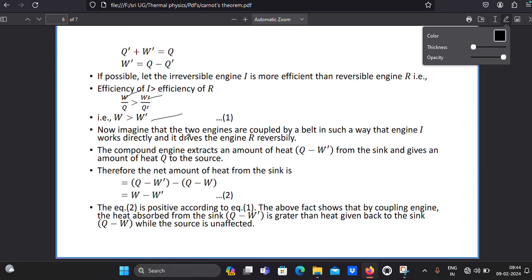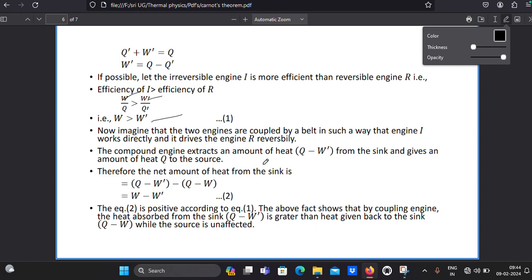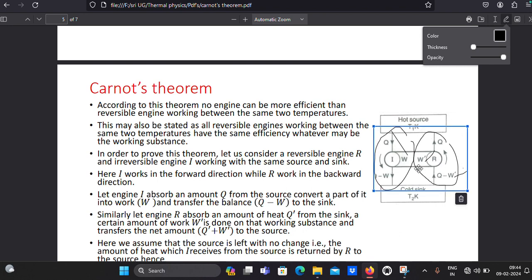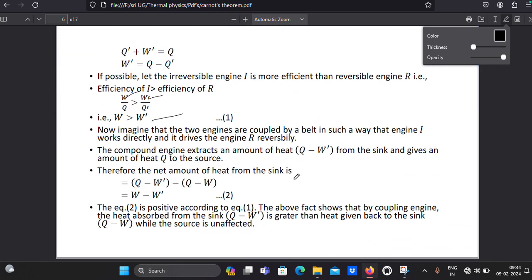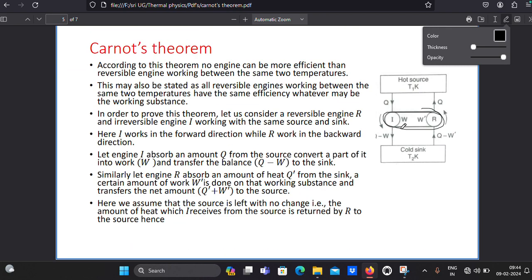Now imagine that two engines are coupled by a belt in such a way that heat engine I works directly and it drives the engine reversibly. Suppose these two are connected by a belt like this. If these two are connected by a belt in this manner, that means only this one can rotate. If there is no belt, this one can rotate. Because of the connecting belt, if this rotates, this also rotates.